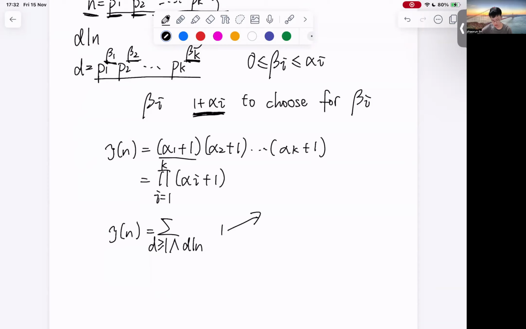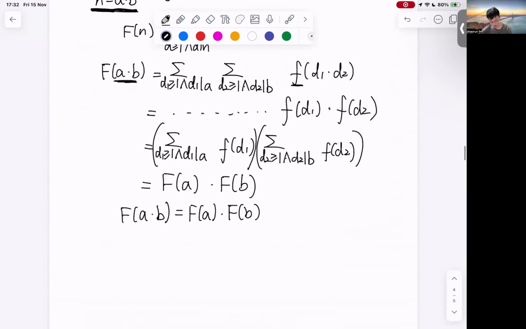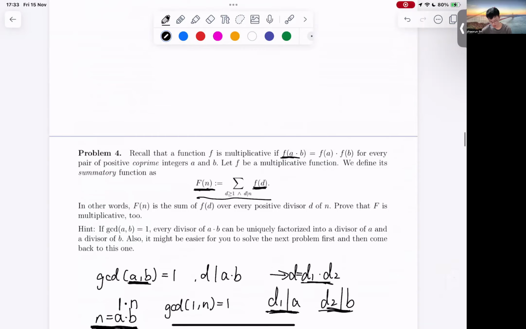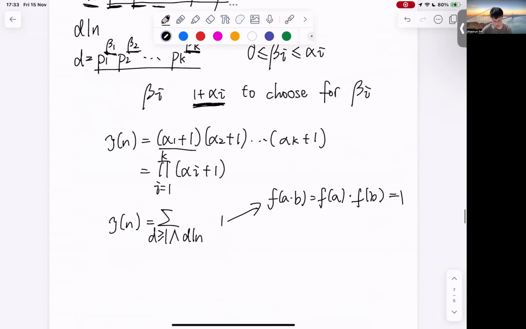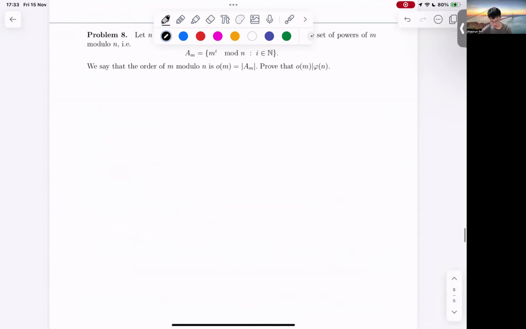And this one is actually also multiplicative, right? Because for every a and b, we have this, they're all equal to 1, right? So it is a multiplicative function, and its symmetry function, as proved in problem 4, tau n, is also multiplicative. So this proves problem 7.